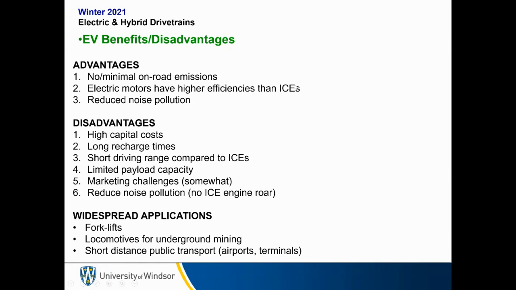Electric motors have higher efficiencies than internal combustion engines. This is true regardless of what internal combustion engine or motor you're dealing with. There's also reduced noise pollution. Electric motors are pretty quiet.